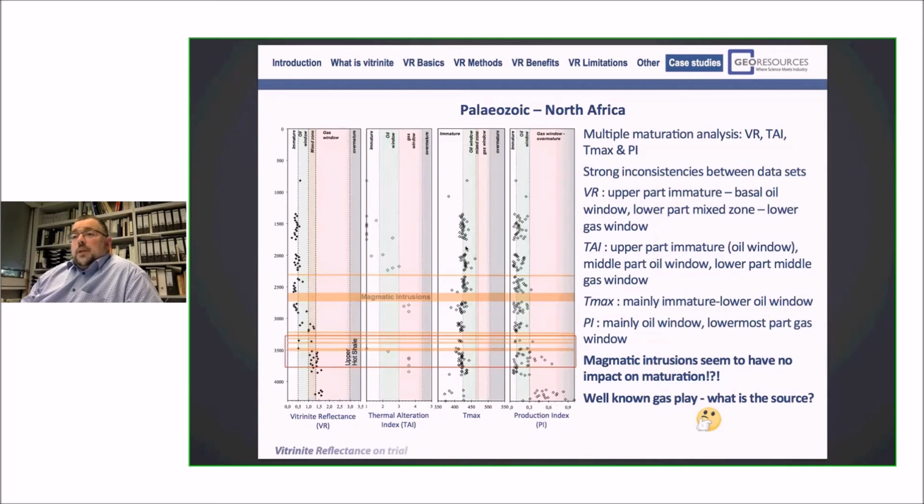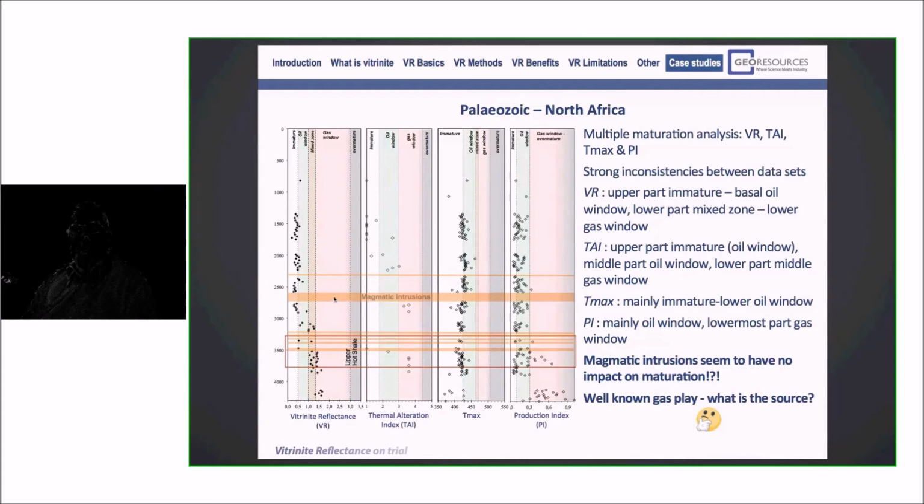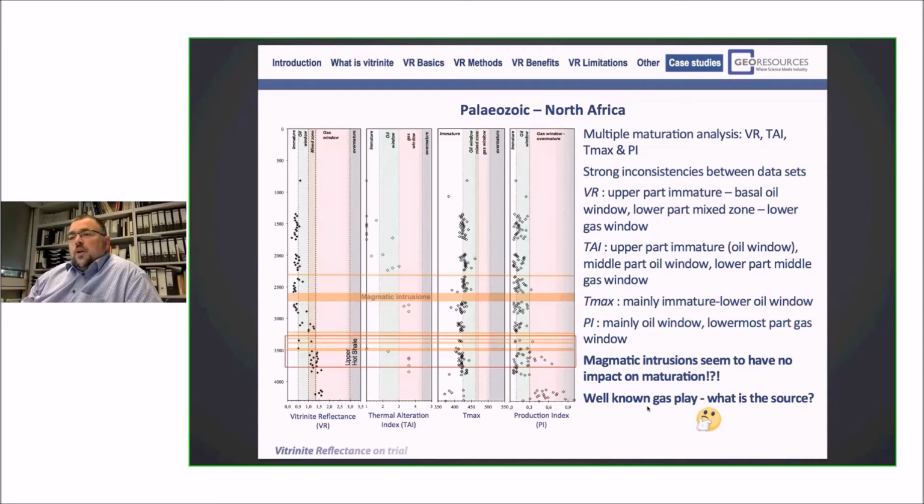Very interesting is that the magmatic intrusions, these yellowish lines here, seem to have no impact on the maturation. So in no parameter can we see any clear effect on the maturation levels by these magmatic intrusions. And this is a more than 100 meter thick magmatic dike, but without any effect. Also, this area is a well-known gas play. So if we are not even getting into the gas window in all these parameters, what is the source for the gas?